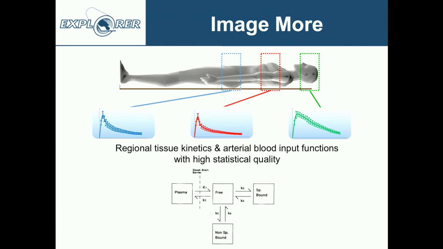It also means that we could actually measure the blood input function, so the delivery of the tracer to the different organs, which is a critical part of kinetic modeling. We'll see that in every scan because the left ventricular blood pool will be in the field of view for every scan we do.